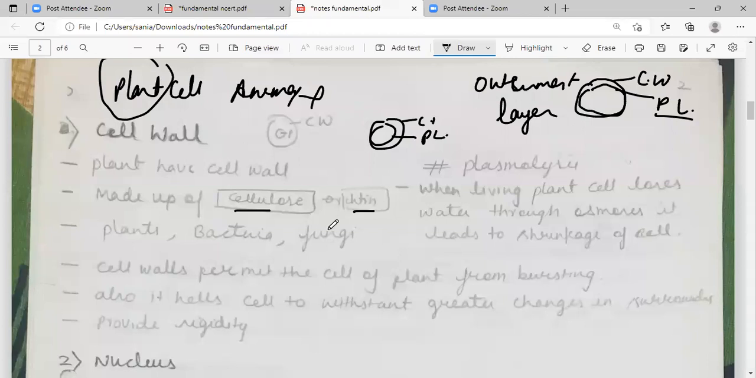The next thing is that plants, bacteria, fungi, these three have cell wall. As I told you, plants have cell walls, but apart from plants, bacteria and fungi also have cell wall. Then cell wall prevents the cell of the plant from bursting. See, we give water to plants, right? For example, we are watering the plant, and these are the cells of the plant. The shape of the plant cell is this, but after watering, it is like this. One point will come where it will burst, but because they have cell wall, it prevents the cell from bursting.